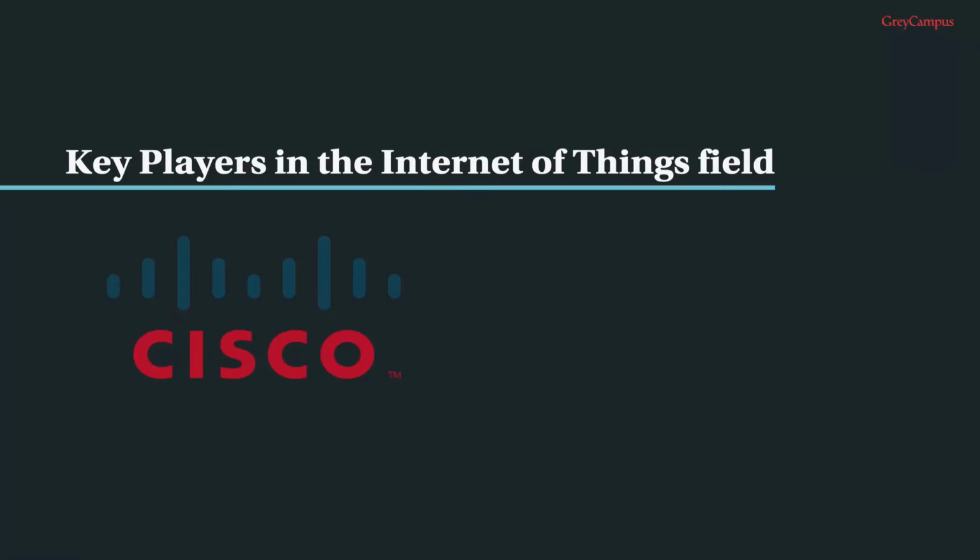Another key player is Cisco. Like IBM, they are really working on how to propose Internet of Things solutions to businesses. And finally, there is Google. Google recently announced Brillo, which is an operating system for the Internet of Things. And the goal is really to make it easier for developers to come up with Internet of Things applications.